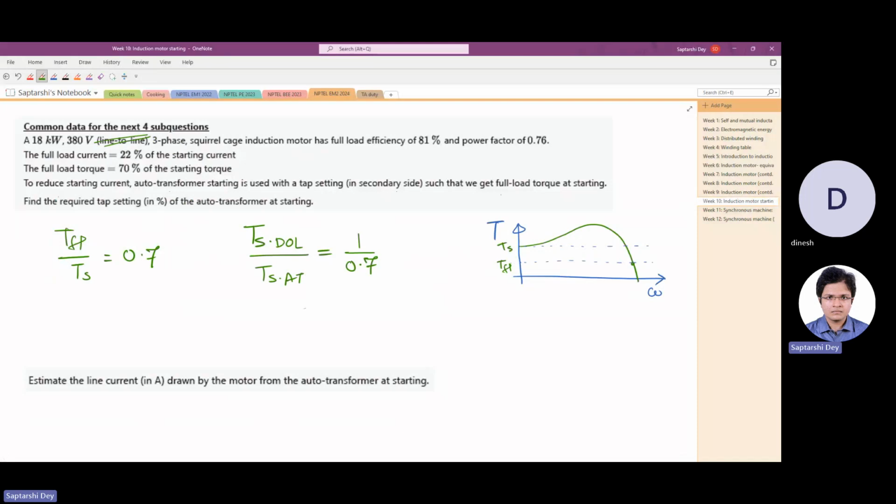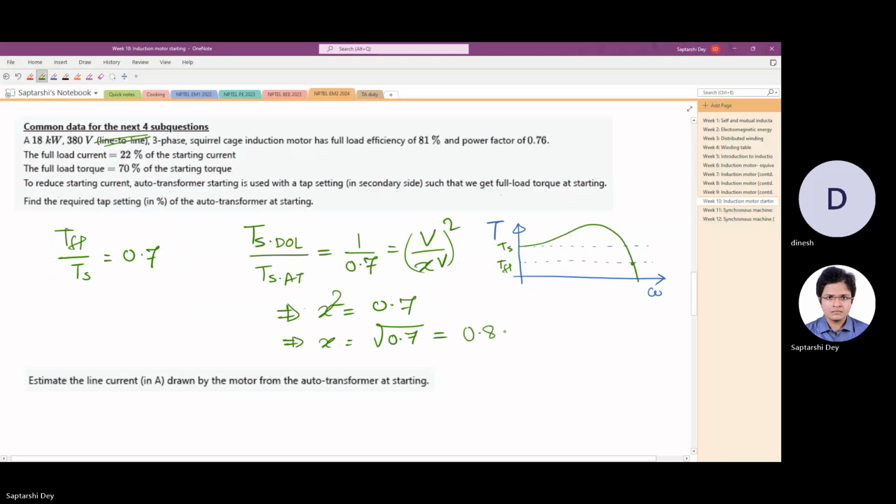Yeah, it is 1 by 0.7. And this is equal to the supply voltage, say the rated voltage V, and the reduced voltage XV squared. We know torque is proportional to voltage squared. So from here, what do we get? We get X squared is 0.7. So X is the square root of 0.7, which is 0.837. So 83% tapping is required to get full load torque at the starting.